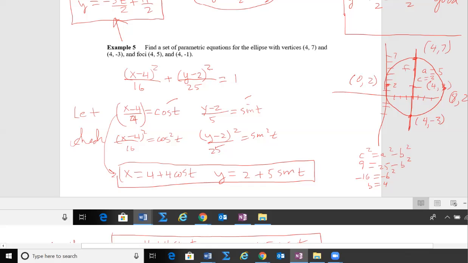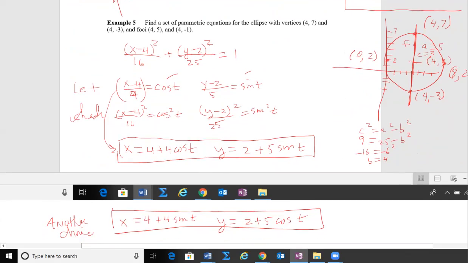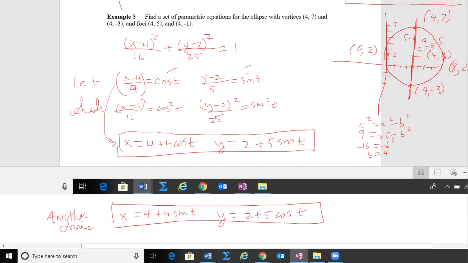Okay, so now let's look at the orientation of that. If you just pick a few values, let's say t, and we're going to look at this group first. Let's say t equals 0. That would make x equal to 8.